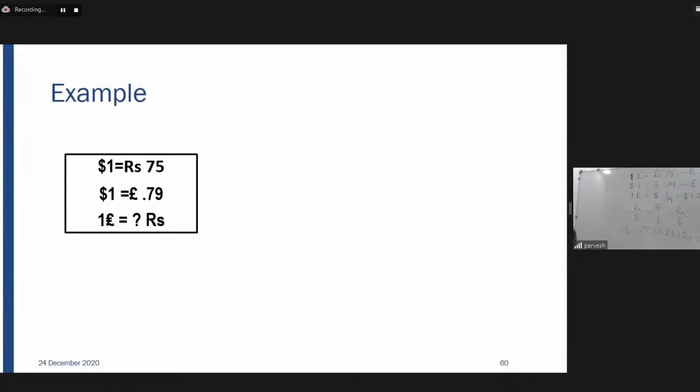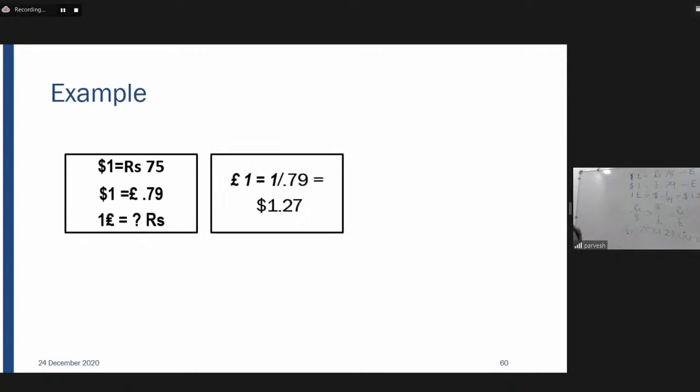So as an Indian, suppose we are traveling to England, we would be interested to know the price of pound. First we buy dollars from India, so we have the dollar buying rate, but we don't have the pound buying rate, because that is written in the other order. So we'll convert the order here. We'll have £1 is equal to $1.27 by calculating the reciprocal of the second quote.